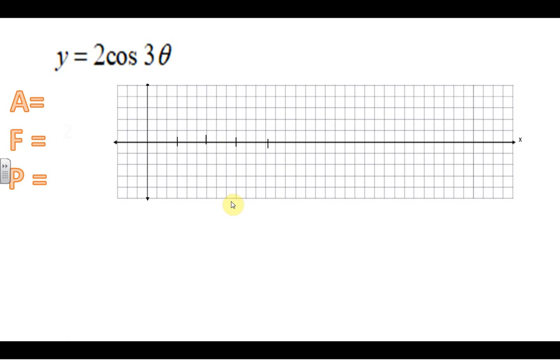Here we go, AFP. Now on my y-axis, it's 2 and negative 2. Frequency would be 3, so 2 pi divided by 3. There it is. That's ugly. But here we go. We have to divide 2 pi over 3 by 4.